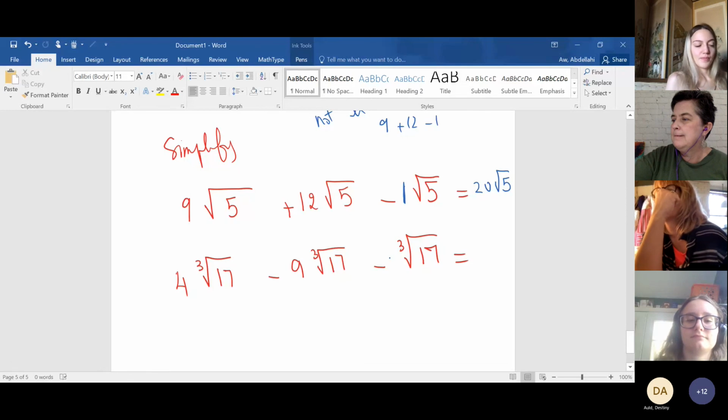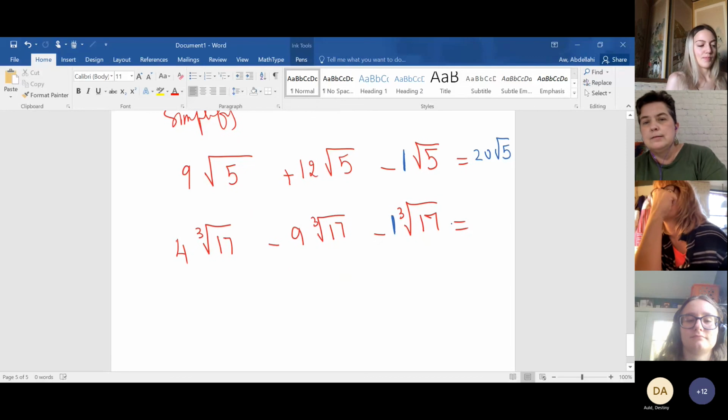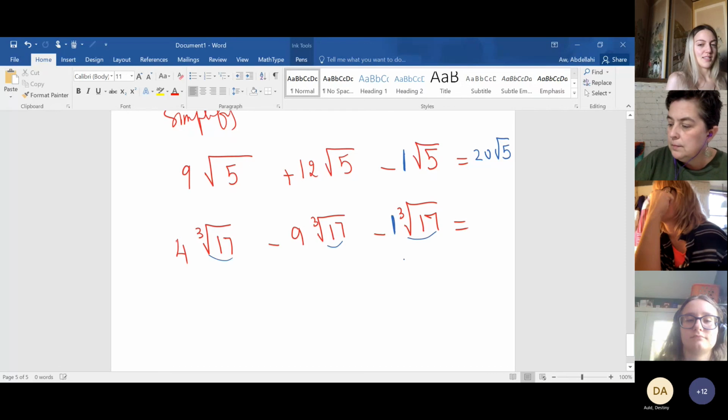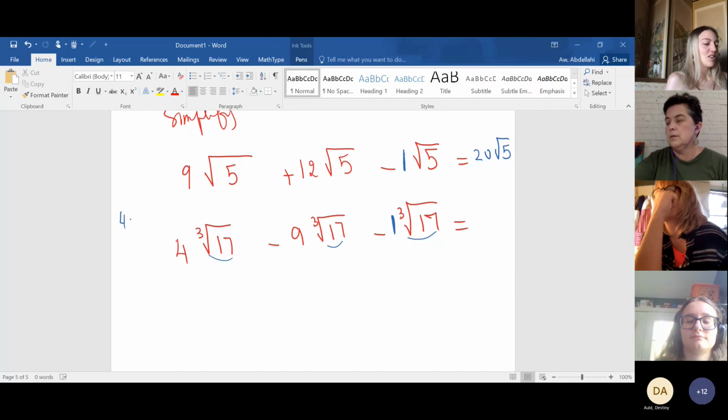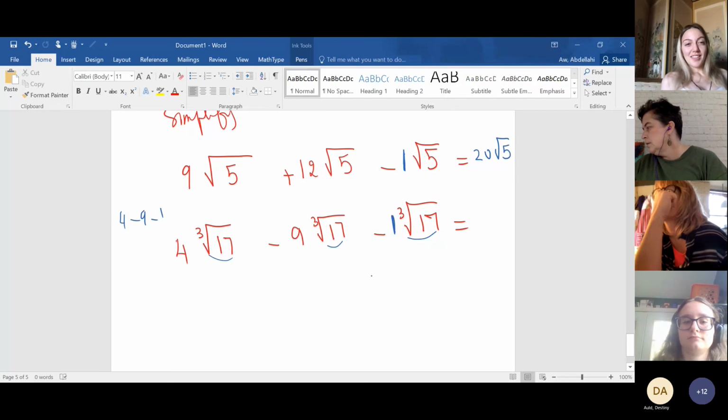Okay? So if the radical is by itself, suppose you have 1 in front of it, okay? Same thing here. What are you going to do? What's going to be the answer for the next one? Are they like radicals, first of all? Yes, they are. What's going to be the answer then? So it's going to be -5. Negative 6, right? You're going to do 4 minus 9 minus 1, which is -6. It's -6 cube root of 17.